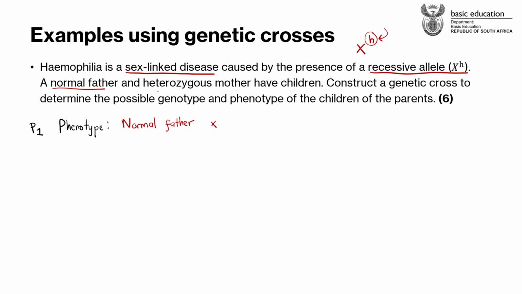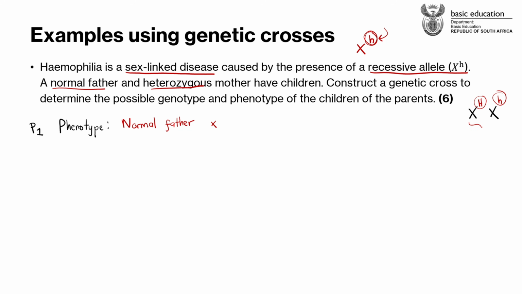And then what about the mother? The mother is heterozygous. Heterozygous simply means that you have a dominant and a recessive allele. So if we have a mother, the genotype has to be X and X. If she is heterozygous for this condition, which is represented by the letter H, she must have a capital letter H and a small letter h. That is the basic meaning of heterozygous: you have a mixture of a dominant allele and a recessive allele.